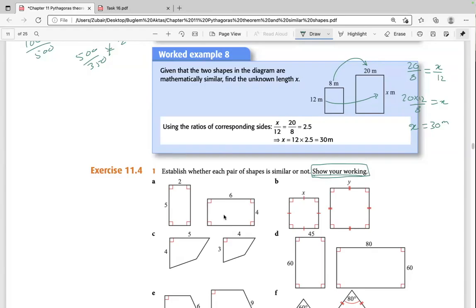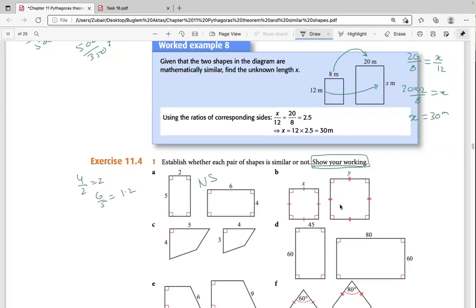So now select your sides, 5, 2, and 6, 4. So it'd be 4 over 2 equals 2, but 6 over 5 does not equal 2. That is 1.2. So not similar.